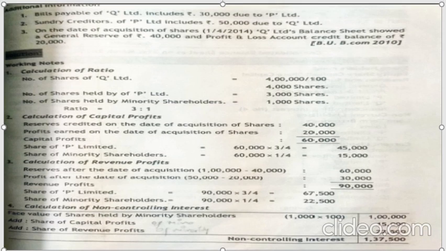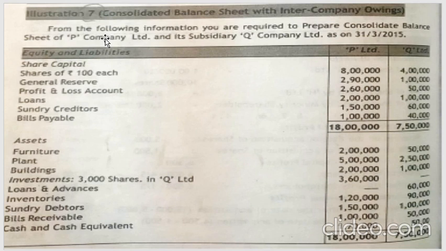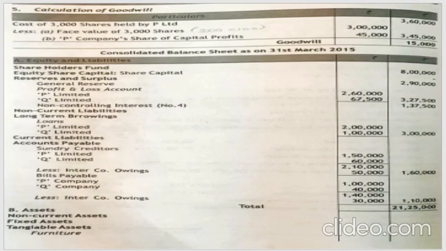Then we will have the next calculation, which is the calculation of goodwill or capital reserve. First, the cost of shares held by the parent company. The actual cost of the 3,000 shares held by the parent company is 3,60,000. So we will be writing here 3,60,000.